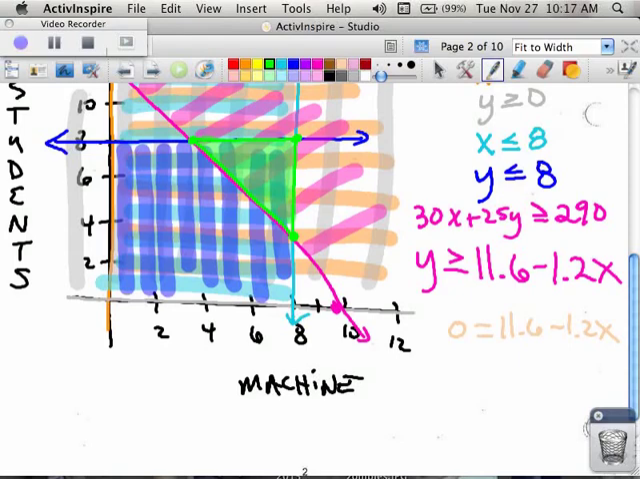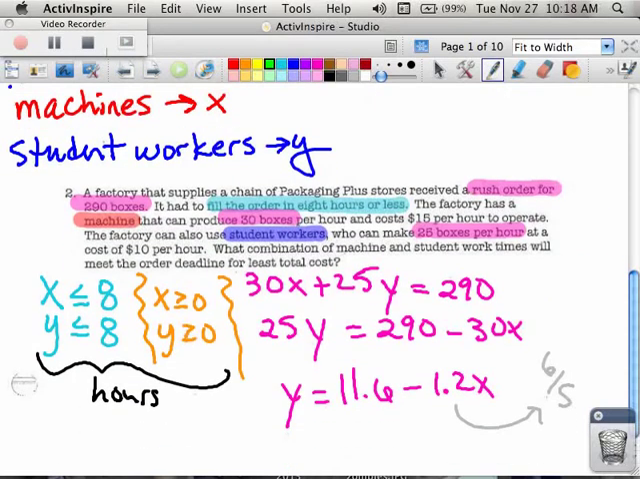So I have to go back to my problem and take a look at how I would figure out how to minimize what's going on here. When I talk about minimizing my cost, that means I have to talk about the cost associated with what's going on. When I look in the problem, the things that talk about cost are the $15 an hour for the machine and the $10 an hour for the student. The machine, remember, was the X thing, and the student was the Y thing.